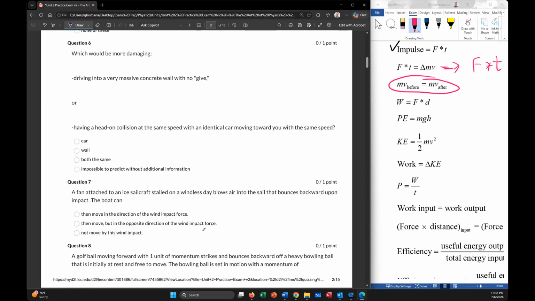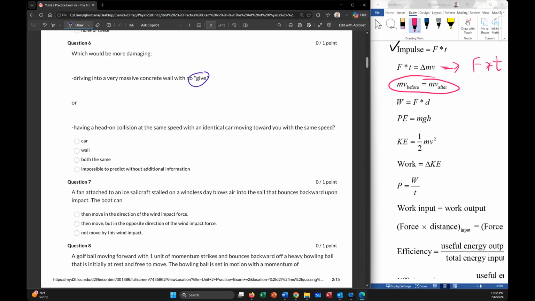Number 6, which would be more damaging? Driving into a very massive concrete wall with no give, so it doesn't say whether you will be reflected or just stop, or having a head-on collision at the same speed with an identical car moving toward you with the same speed. Would the car be more damaging, the wall be more damaging, both the same, or is it impossible to predict?